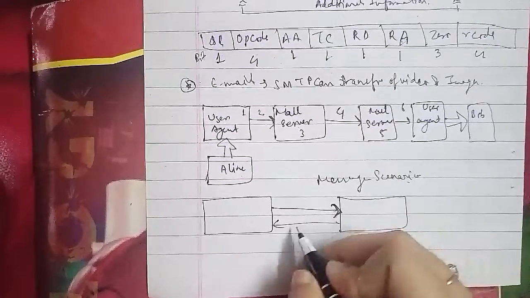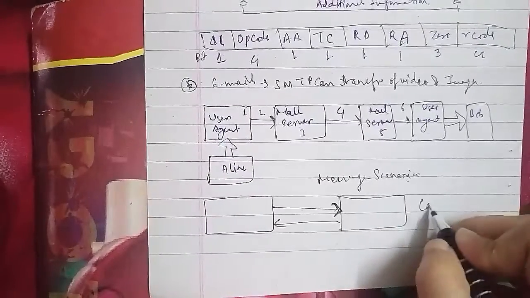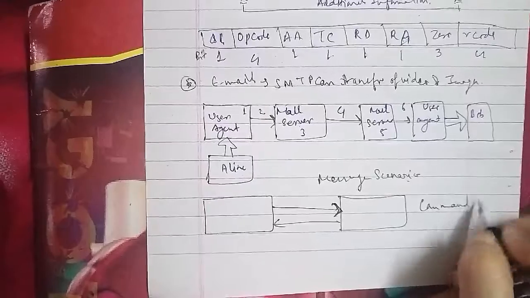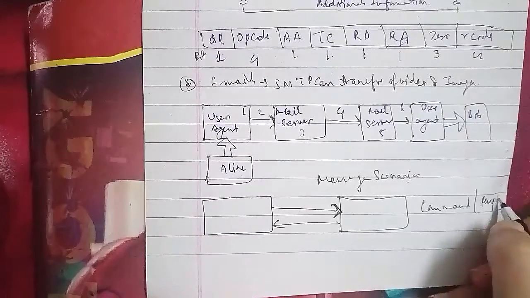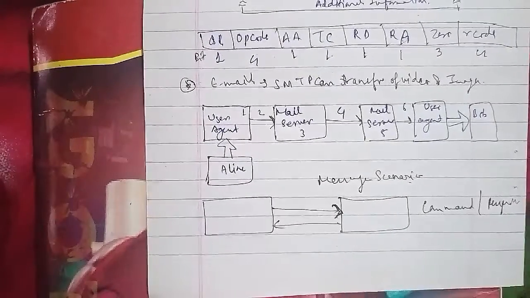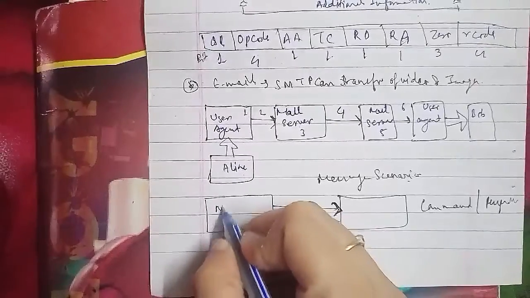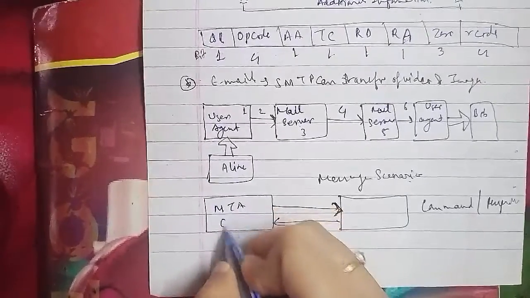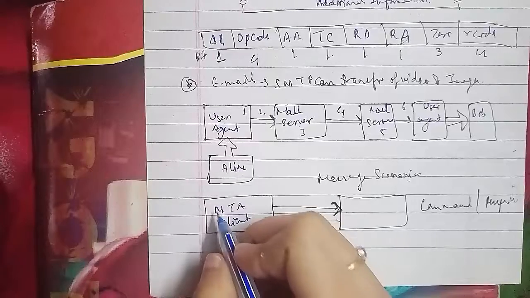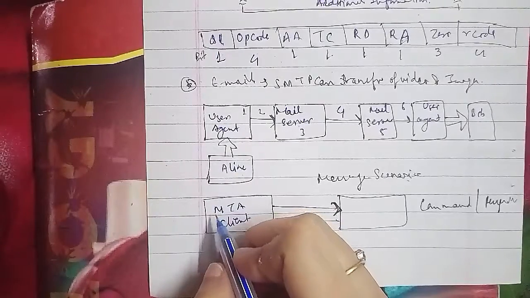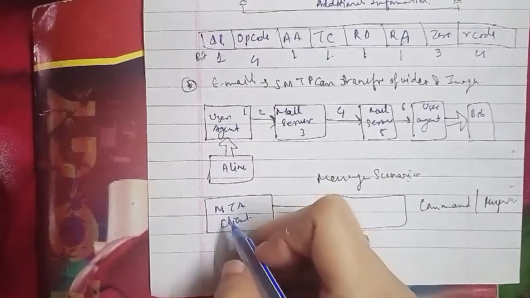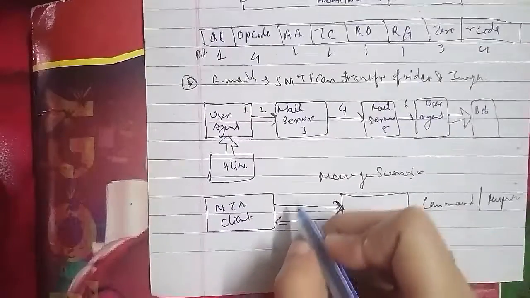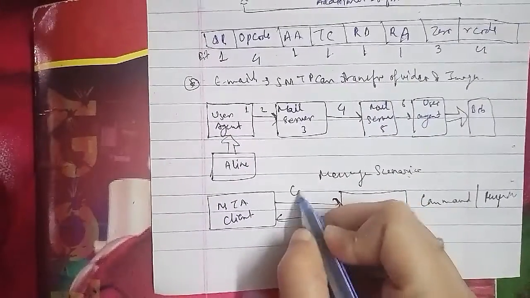The second we have is MAIL FROM, that tells the remote SMTP that a new mail transaction is beginning. The third is RCPT TO, that is receipt to, where the sending SMTP sends the RCPT command for the intended receiver.